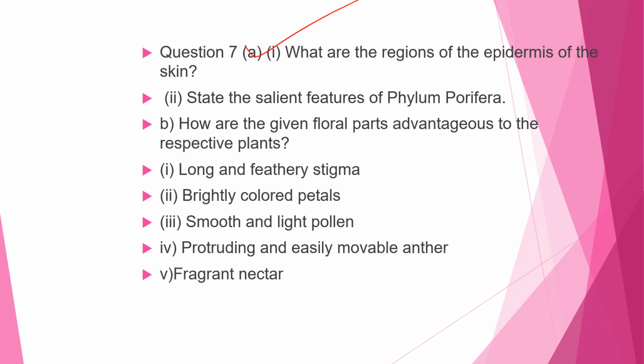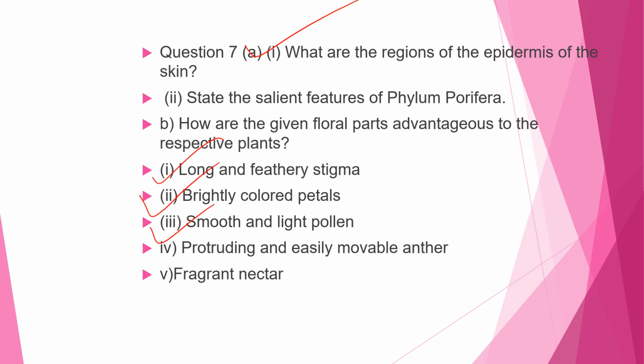Now, how are the given floral parts advantageous to the respective plants? Long and feathery stigma, what advantage is the plant having? It is helping to receive the pollen grains that are dispersed by wind. The longer the stigma is, the more pollen grains will come and stick to it, which are dispersed by winds. Then come the brightly colored petals which attract the insects for pollination. After that, the smooth and light pollen allows the pollen to be easily carried away by the wind from one place to another.